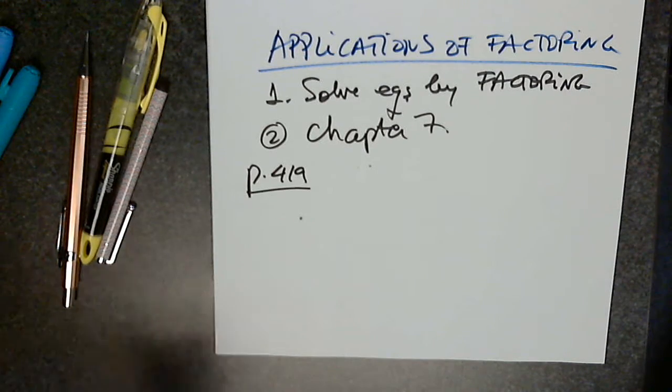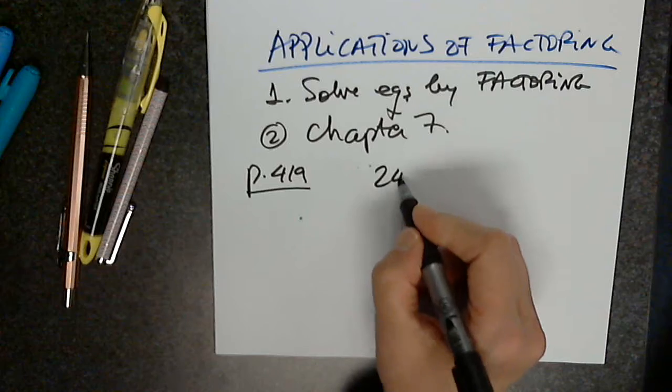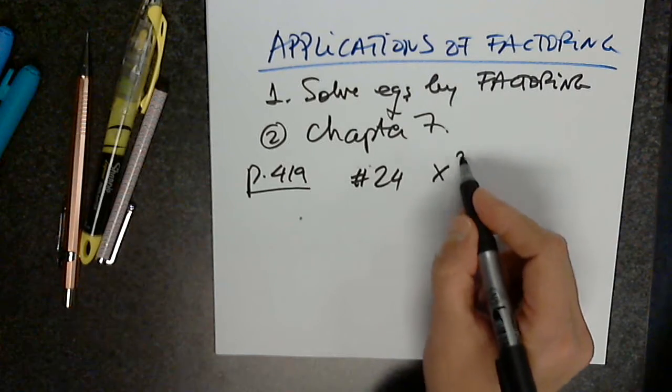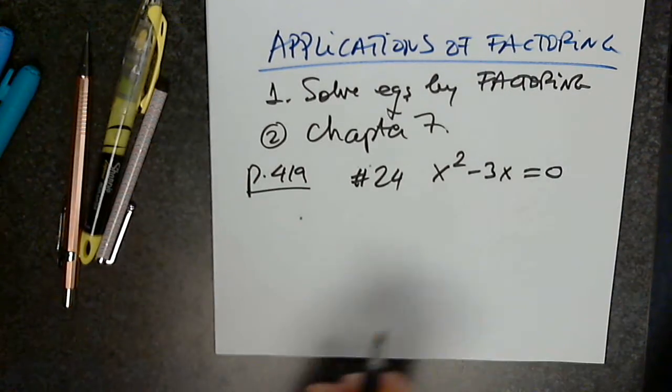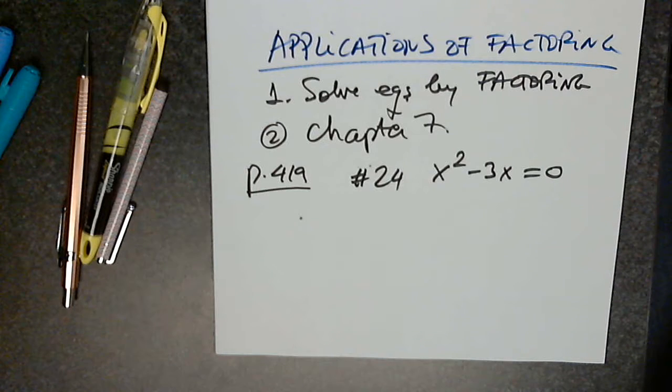Let's start with an easy one. 24. X squared minus 3x equals 0. The number one just says solve equations by factoring, right? Yes. Okay. I should have written solving equations by factoring, and then the second application is entire chapter 7.